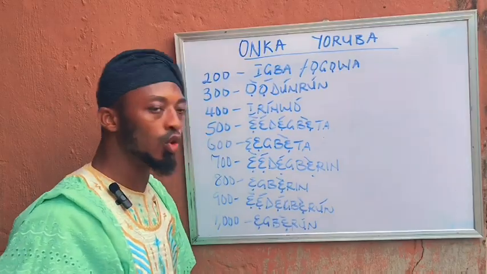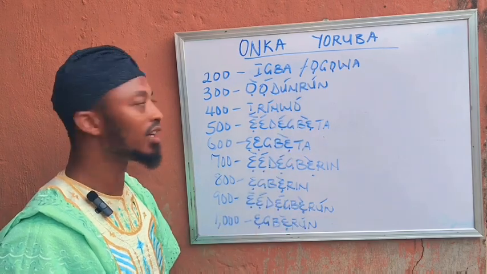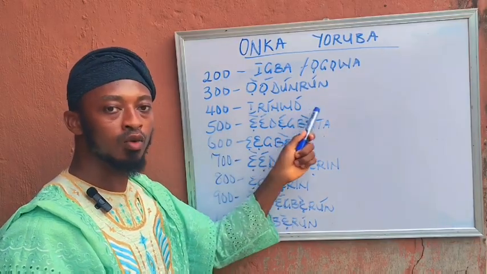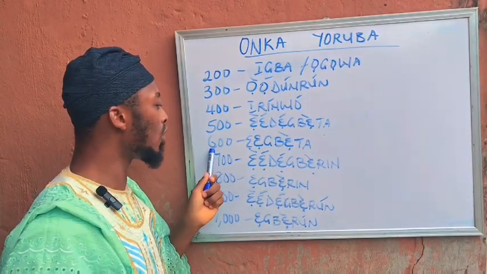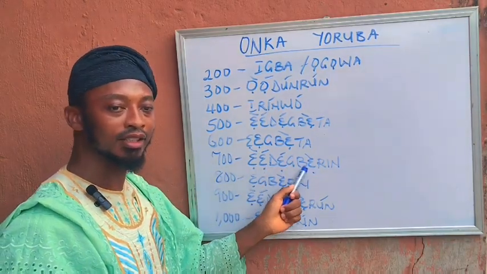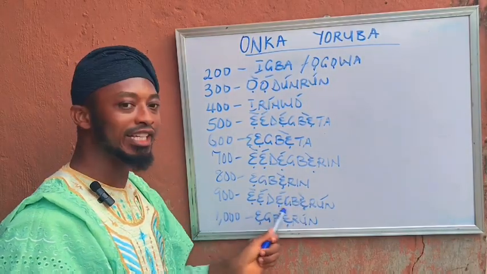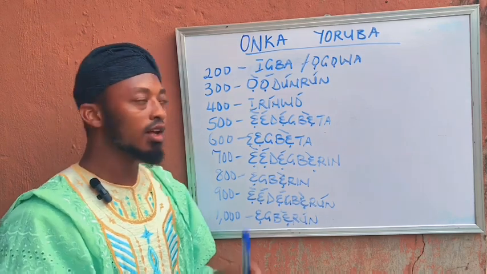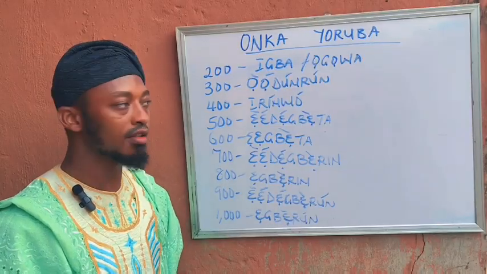Ẹgbẹ̀rún. So we have 200 igba or ọgọ́wàá, 300 ọ̀ọ́dúnrún, 400 irínwó, 500 ẹ̀ẹ́dẹ́gbẹ̀ta, 600 ẹgbẹ̀ta, 700 ẹ̀ẹ́dẹ́gbẹ̀rin, 800 ẹgbẹ̀rin, 900 ẹ̀ẹ́dẹ́gbẹ̀rún, 1000 ẹgbẹ̀rún. So these are the Yoruba numbers from 200 to 1000.